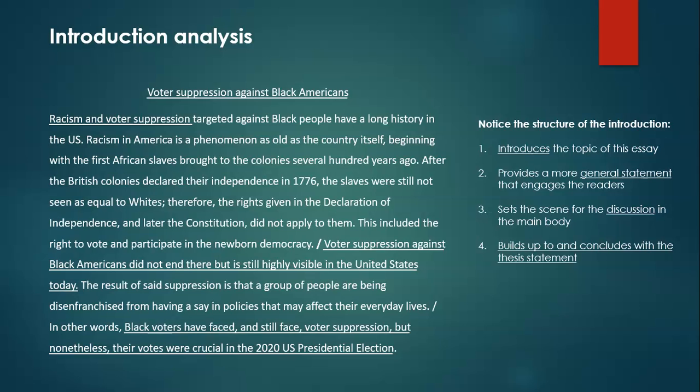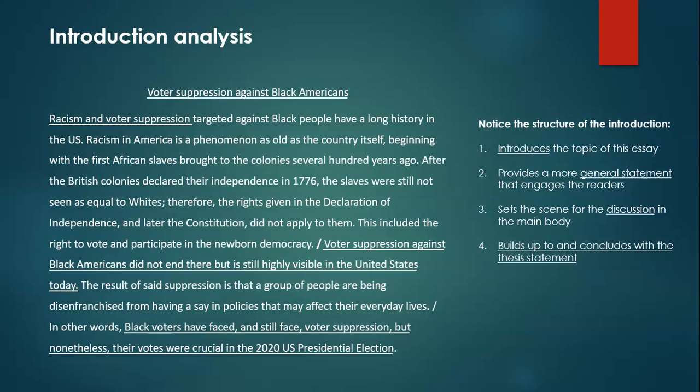Voter suppression against Black Americans. Racism and voter suppression targeted against Black people have a long history in the U.S. Racism in America is a phenomenon as old as the country itself, beginning with the first African slaves brought to the colonies several hundred years ago. After the British colonies declared their independence in 1776, the slaves were still not seen as equal to whites. Therefore, the rights given in the Declaration of Independence and later the Constitution did not apply to them. This included the right to vote and participate in the newborn democracy.